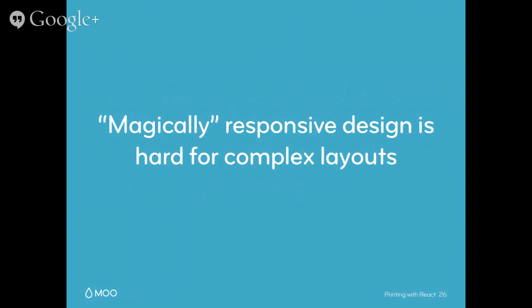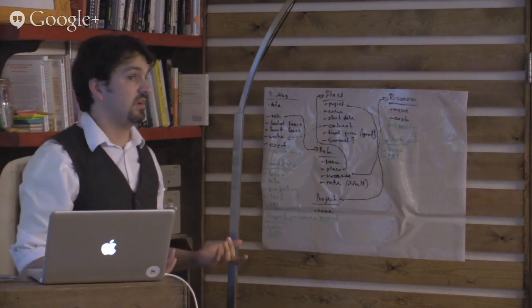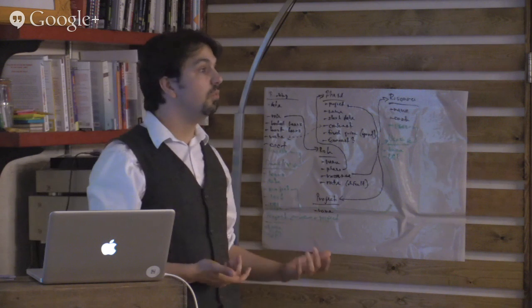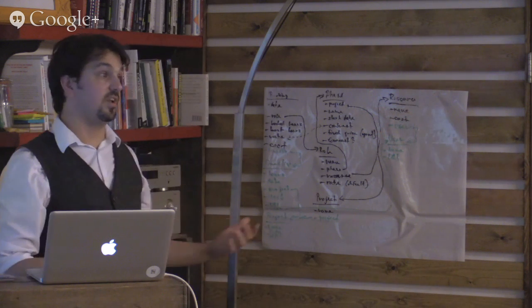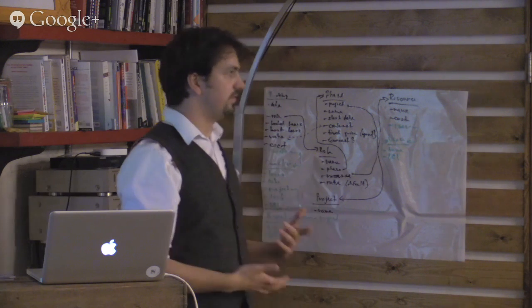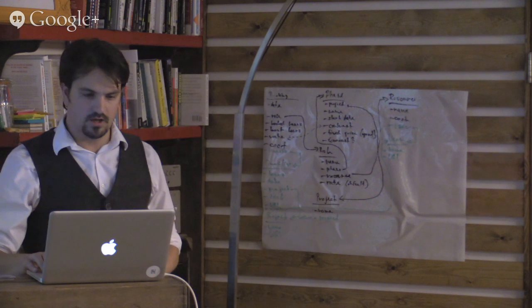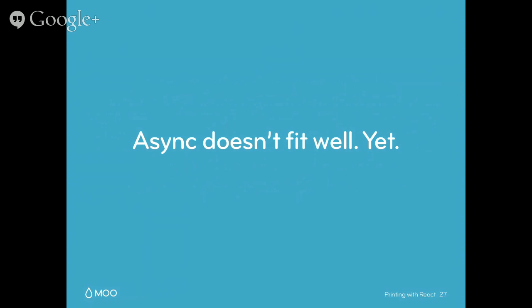Again, this is not specific to React, though actually in some ways React makes it a little bit easier, but magically responsive designs that go from the designer downstairs, 27-inch iMac, to the customer in the US, and his little phone, are just hard. They're just difficult. Now the nice thing with React is that you can probably reuse more of that logic than I can think, which certainly would have been able to do in Backbone, but it's still something that you challenge. It doesn't magically fix this stuff at all. And async doesn't fit well yet.